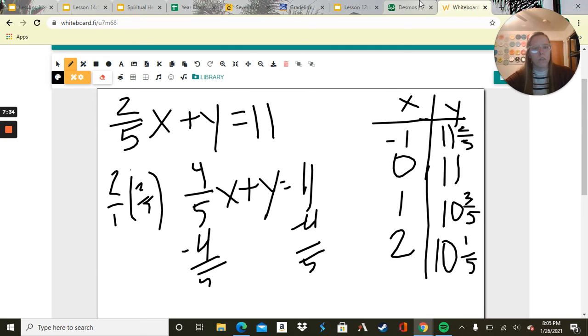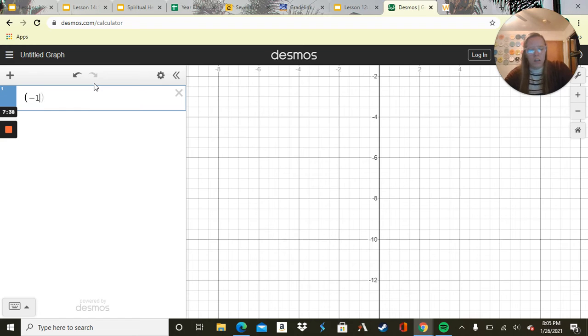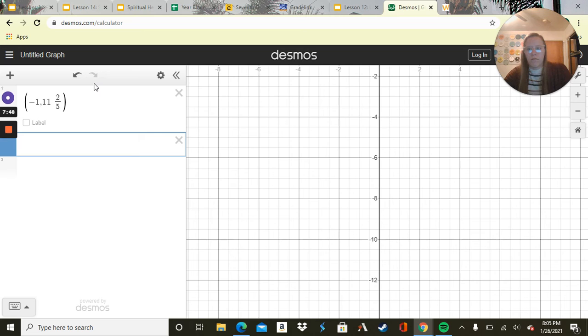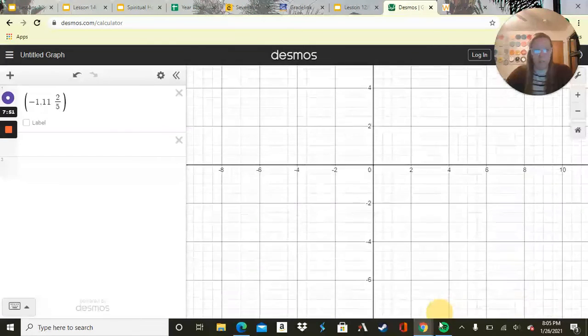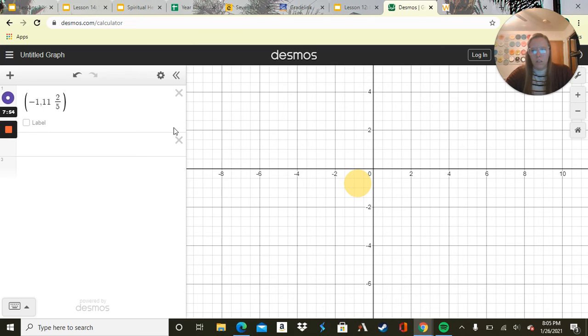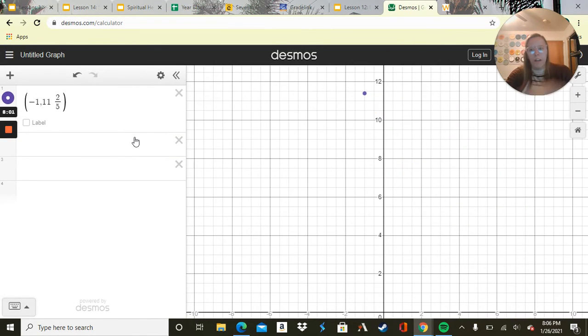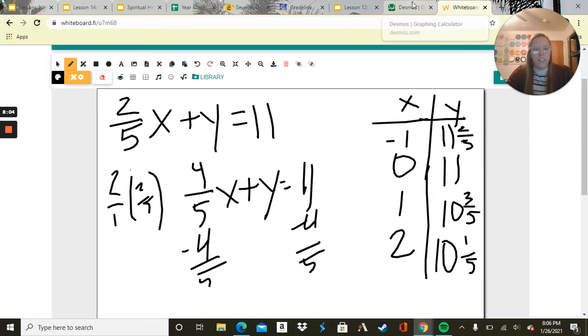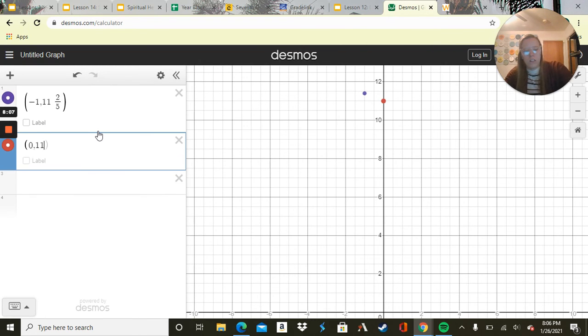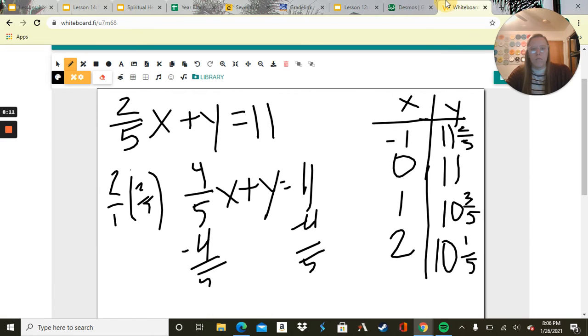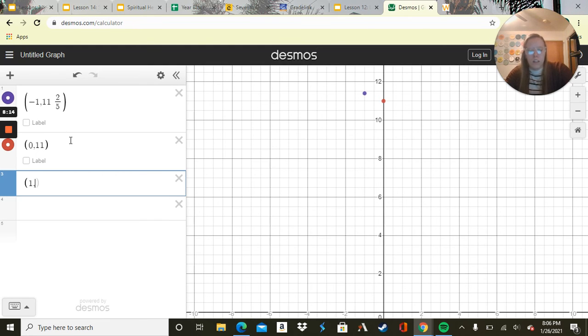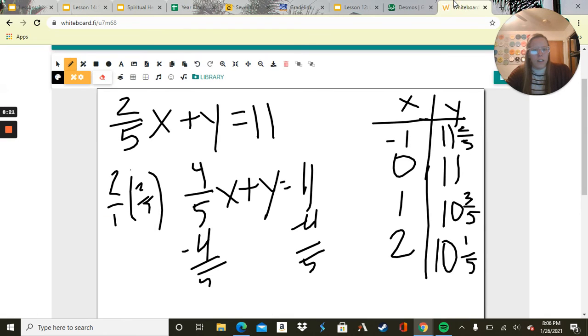Okay, so now we're going to graph those. So our first one, -1, and 11 and 2/5. Okay, so let's find out where that one is. Should be right. Oh, sorry. Gotta go up a little higher. There we go. Okay. Next, we have 0 and 11. That's pretty simple. 1 and 10 and 3/5. Okay, so far we're looking good.